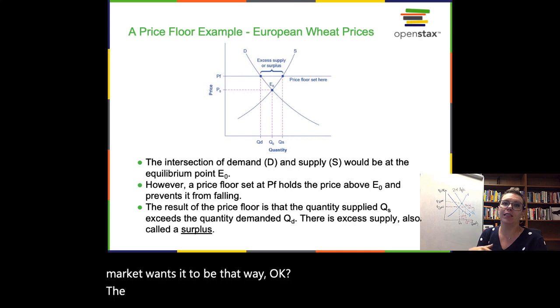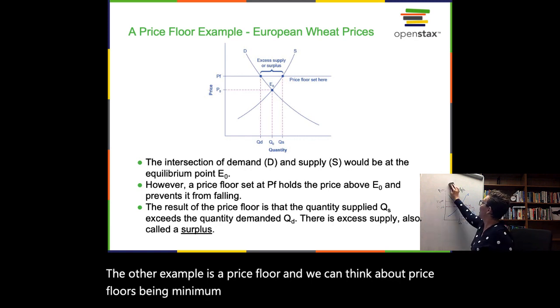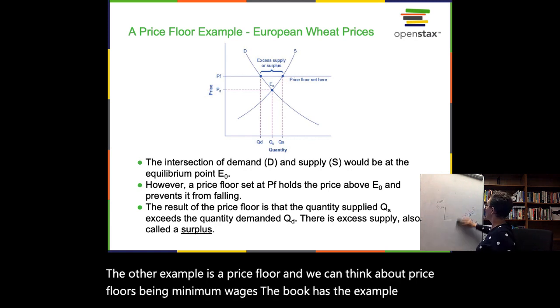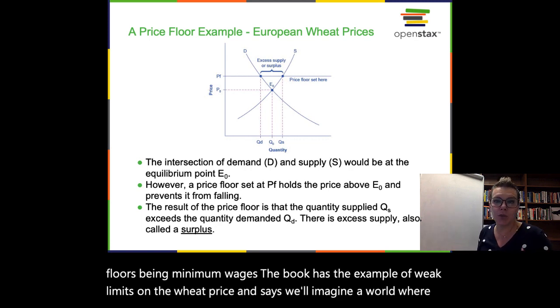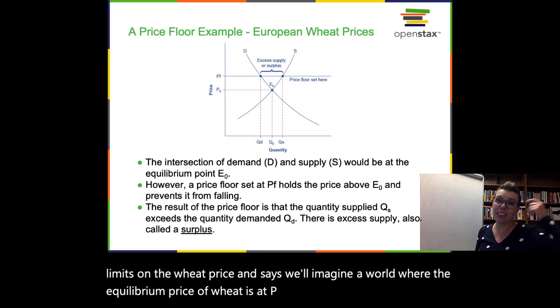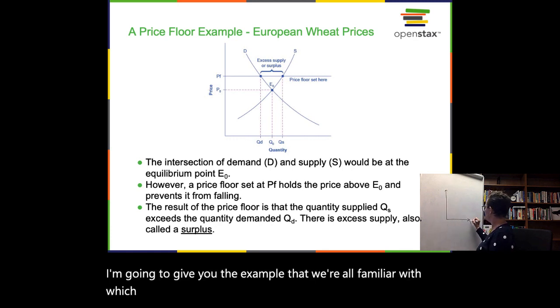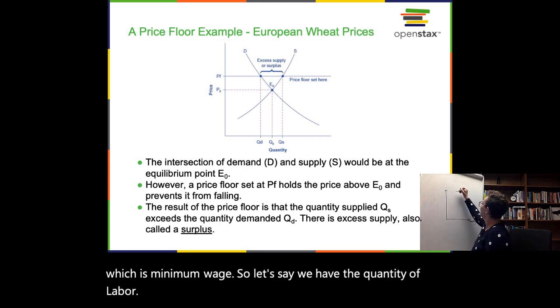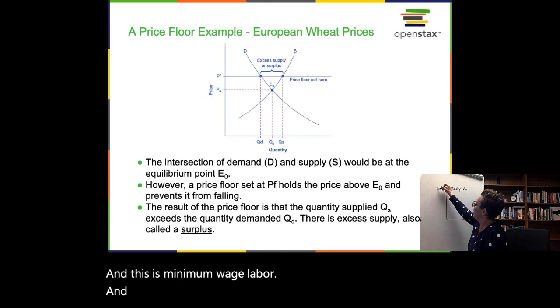The other example is a price floor, and we can think about price floors being minimum wages. The book has the example of wheat limits on the wheat price and says, okay, well, imagine a world where the equilibrium price of wheat is at P0 and the price floor is set higher. I'm going to give you the example that we're all familiar with, which is minimum wage. So let's say we have the quantity of labor, and this is minimum wage labor. And minimum wage labor comes at a cost, which is the wages.